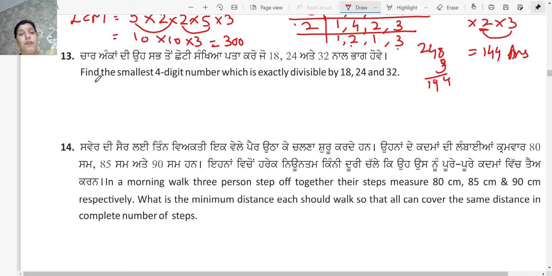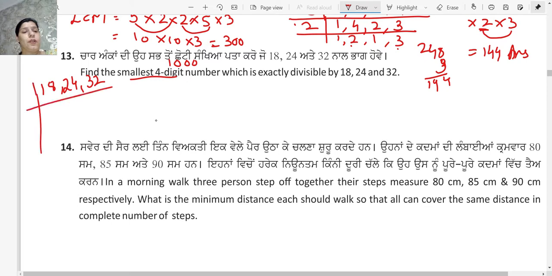Now question number 13. Find the smallest 4-digit number which is exactly divisible by 18, 24 and 32. बेटा आपको पता है जो smallest 4-digit number होता है that is 1000. But 1000 is not divisible by 18, 24 and 32 exactly. We have to find that number जो 18 के टेबल में भी जाए, 24 पे भी जाए और 32 पे भी जाए. So what we will do is, first of all, we will find the LCM of 18, 24 and 32 again by the division method.